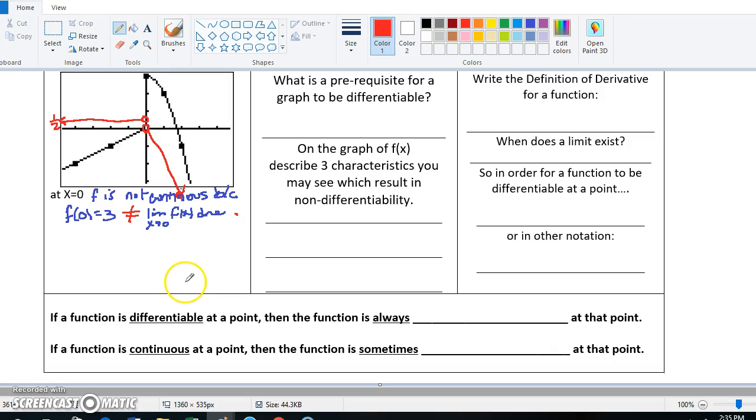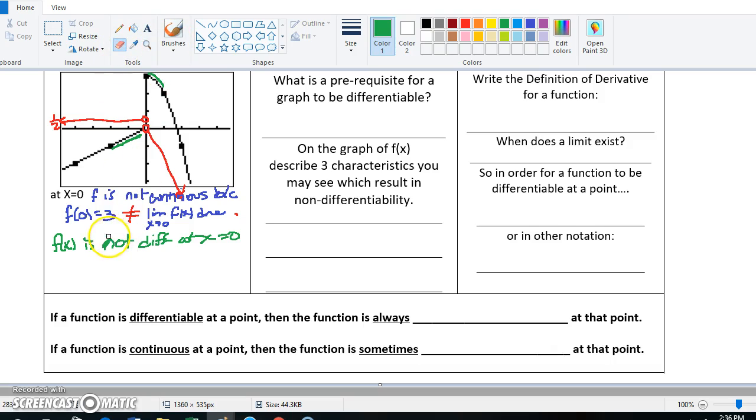Again, do we have an abrupt change in slope from the left to the right? Slope on the left is 1/2. Slope on the right starts at 0 and gets more negative. We have an abrupt change in slope. So f of x is not differentiable at x equals 0.